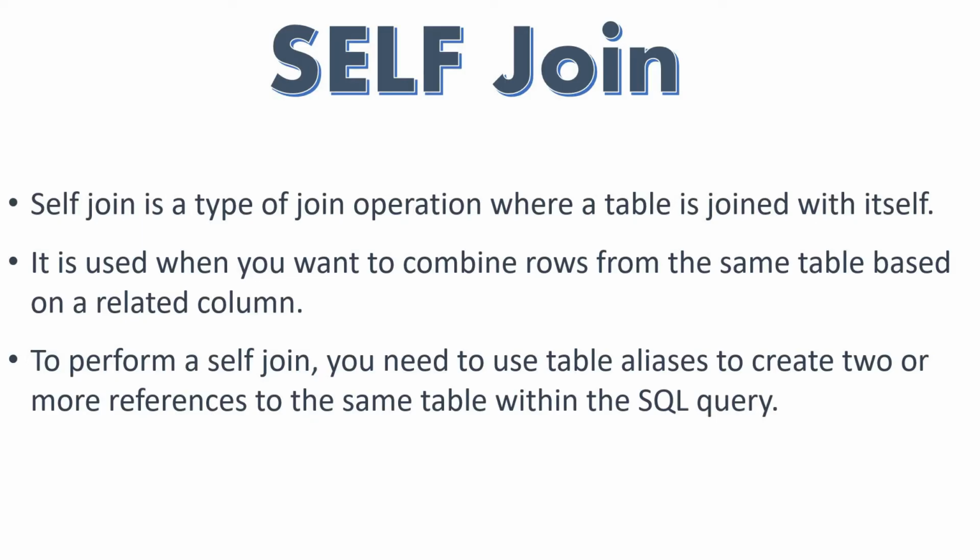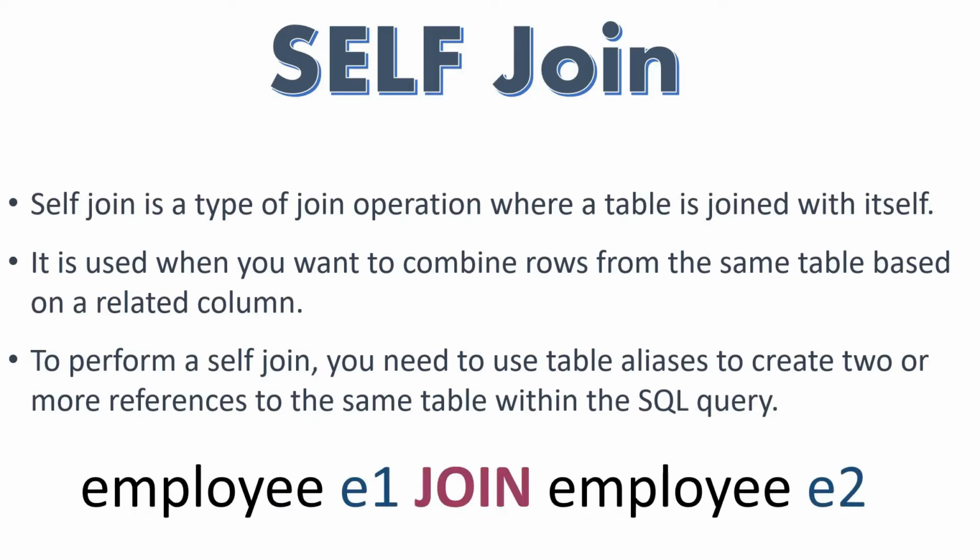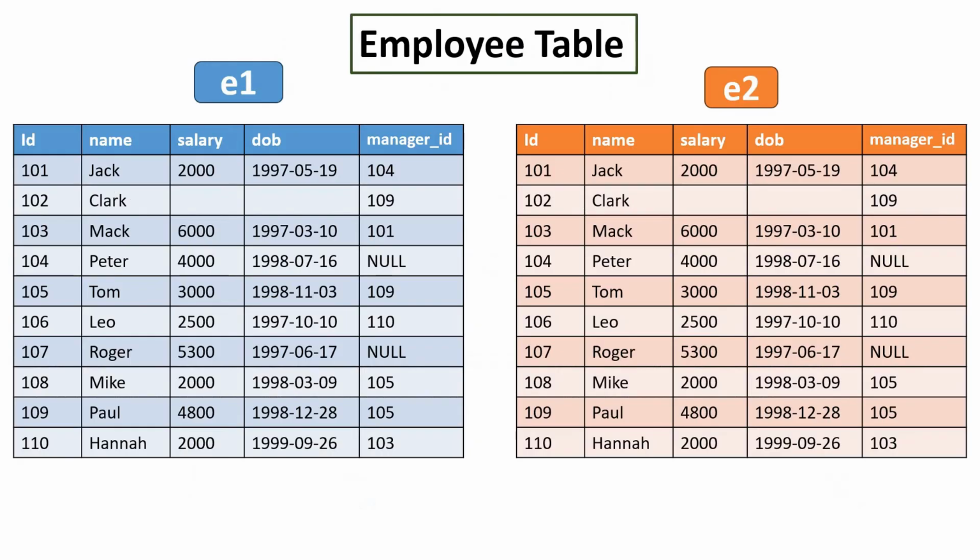So to use self join on the employee table, we will write employee E1 join employee E2. Here you can imagine that we have two copies of the employee table. First is E1 and the second one is E2.